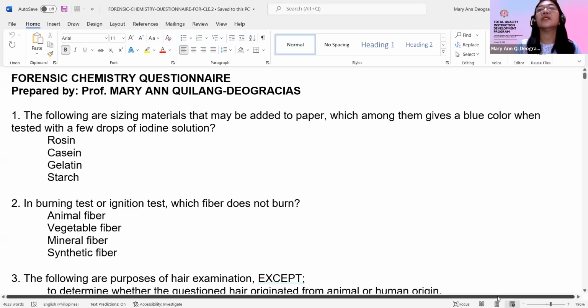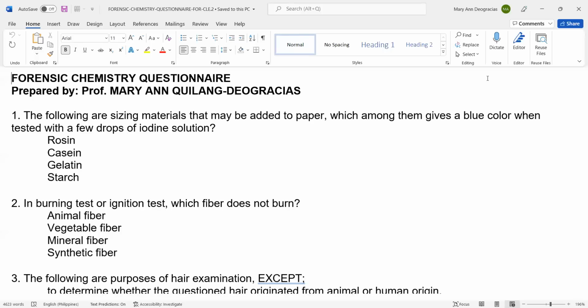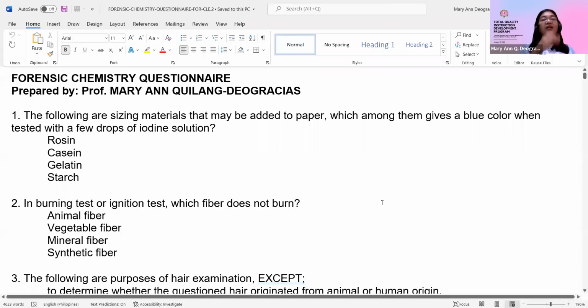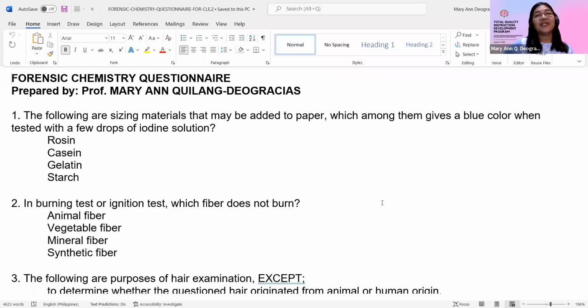Sharing ko. Share. Hindi siya lumalabas. Alright, so okay na po, ma'am. Nakikita na po. Okay. Alright, so lahat kayo may ano nito? Lahat kayo may kopya, ano?